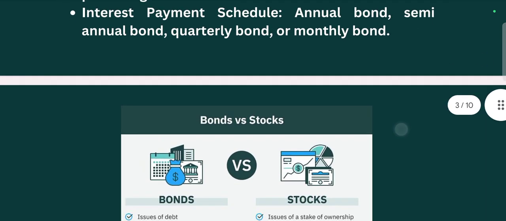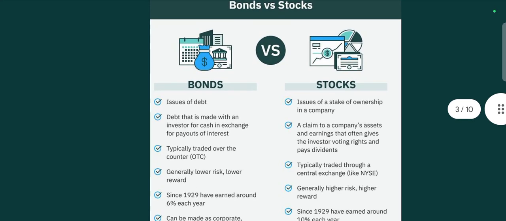Let's see the next slide. Bond versus stock. What is the difference between bonds and stock? Let's see in this slide. Bonds are issues of debt, and stocks are issues of a stake of ownership in the company.